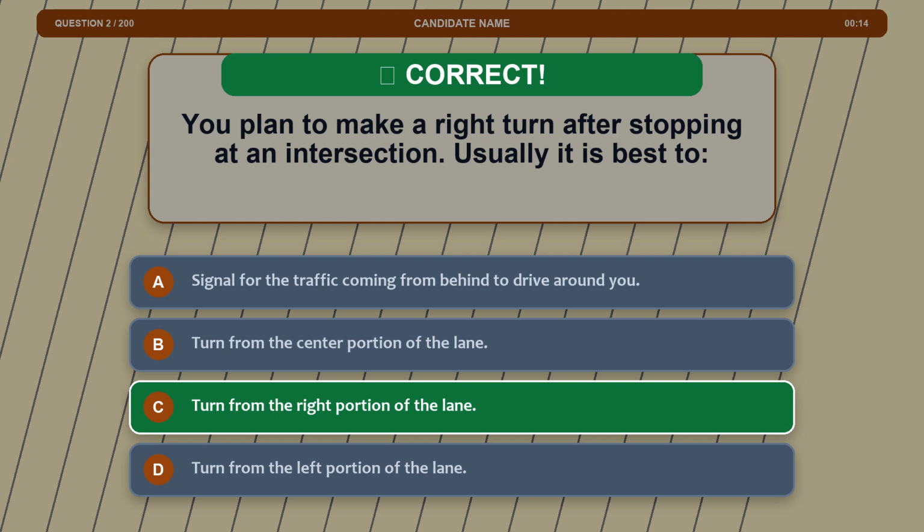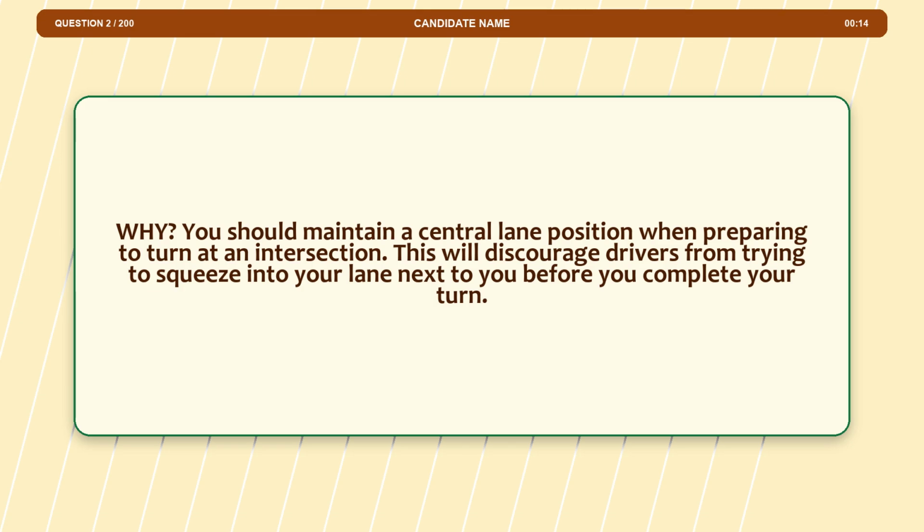The correct answer is option C. Turn from the right portion of the lane. Explanation. You should maintain a central lane position when preparing to turn at an intersection. This will discourage drivers from trying to squeeze into your lane next to you before you complete your turn.